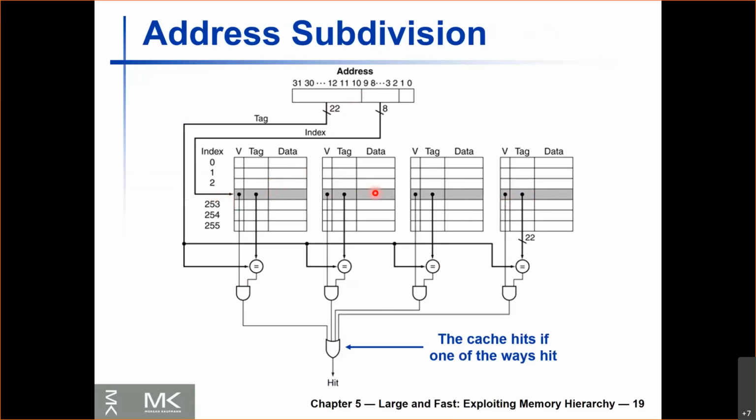Okay. But of course, if you have a miss, you're going to have to bring the memory block into one of these ways, and we'll talk about how to do that later. How to select which way we're going to bring it into. Okay, but now if I have a hit, I need to return the data, right? How do I return the data? Where do I get it from?